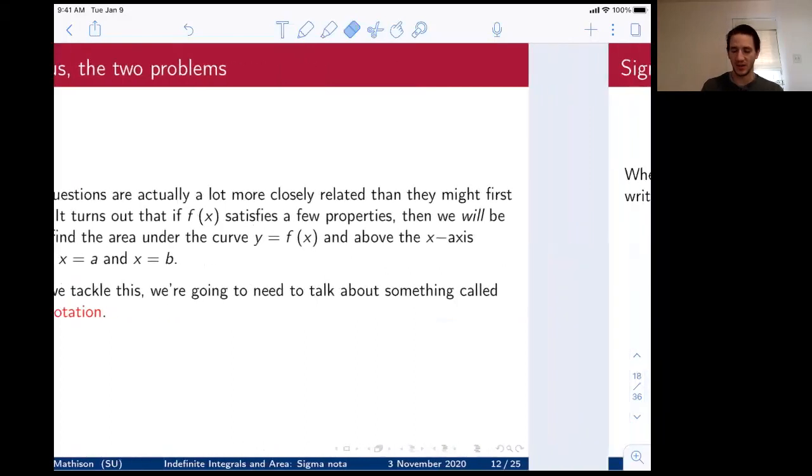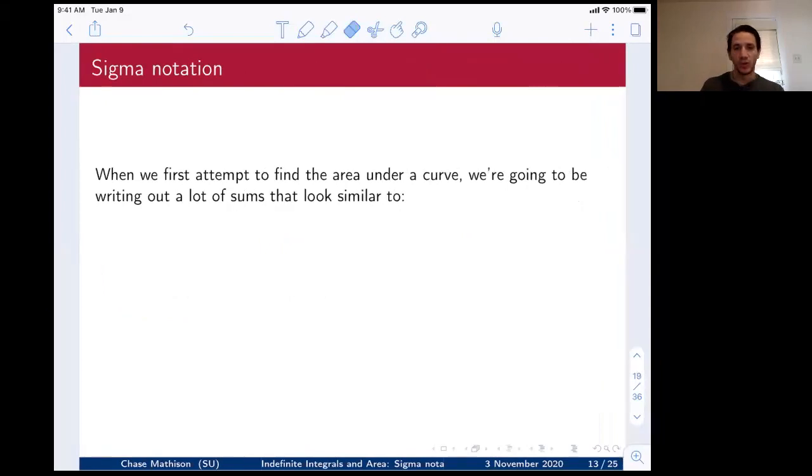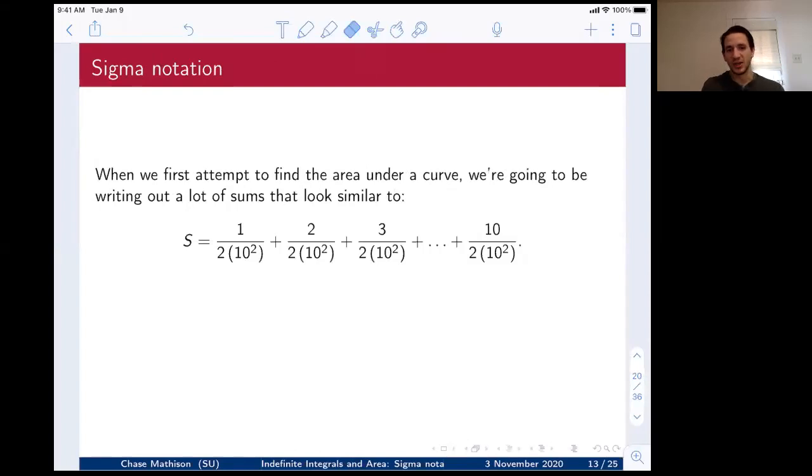notation. Okay. So when we're going to try and find these areas under curves, we're going to look at sums that look like this. S equals 1 over 2 times 10 squared plus 2 over 2 times 10 squared plus 3 over 2 times 10 squared, and so on. So in each of these terms, really only one thing is changing, right? The numerator in each of these terms is different, but the denominator is the same in every term. So it's annoying to keep writing out the same denominator over and over again when only one part of this sum is changing.